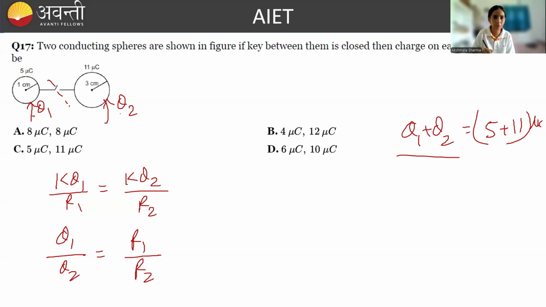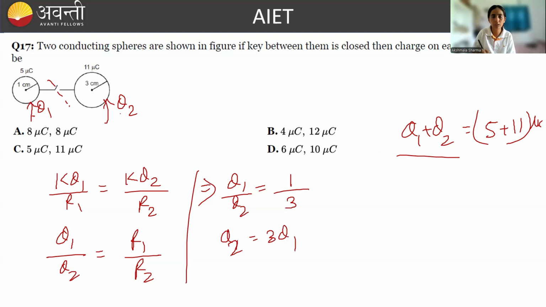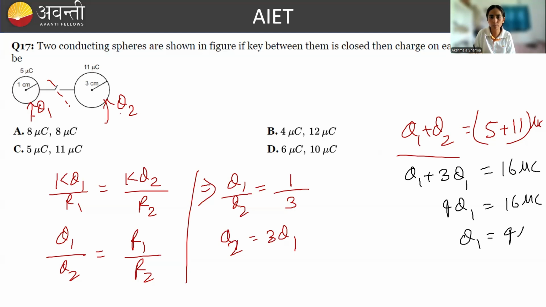Now you can calculate the values. So you calculate. Q1 by Q2 can be written as R1 by R2, which I have taken as 1 by 3. So Q1 is equal to how much? Or you can say Q2 is equal to 3Q1. So let's put the value and get the answer. So here Q1 plus 3Q1 is equal to 16 microcoulomb. So 4Q1 is 16 microcoulomb. Q1 is how much? 4 microcoulomb. So Q2 is how much? It is 12 microcoulomb. So 4 and 12, right? So the correct answer is your B.